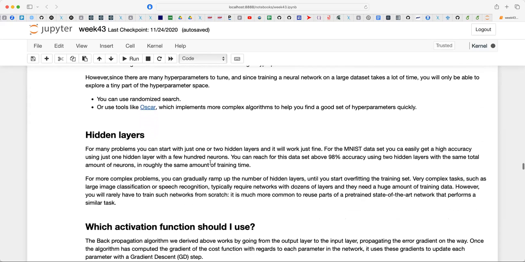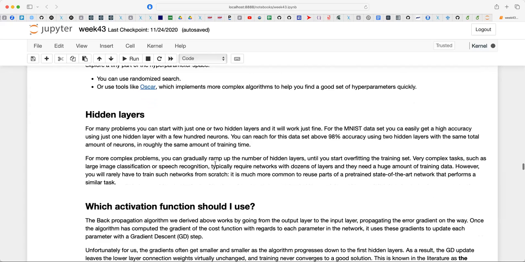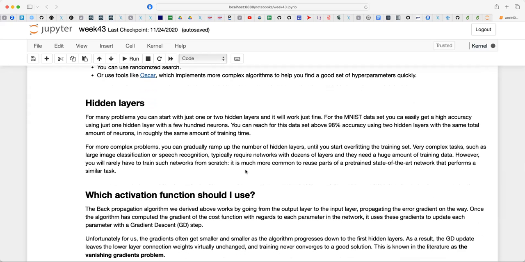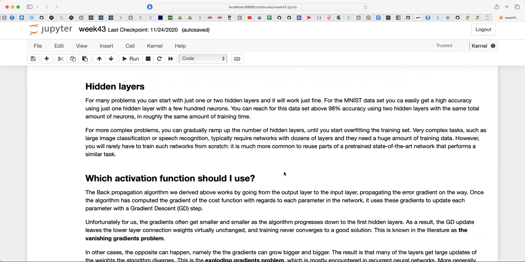For many problems, you can actually just start with 1 or 2 hidden layers, and it will just be okay. And for this MNIST data set, when you run this case with Keras and TensorFlow, you will actually get an accuracy which is not improved beyond this 98%. This is roughly what you would get when you use 2 hidden layers. And for more complex problems, you would typically ramp up the number of hidden layers until you start overfitting the training set. And very complex tasks, such as large image classification or speech recognition, have networks which are extremely deep, and they take a lot of time to train.